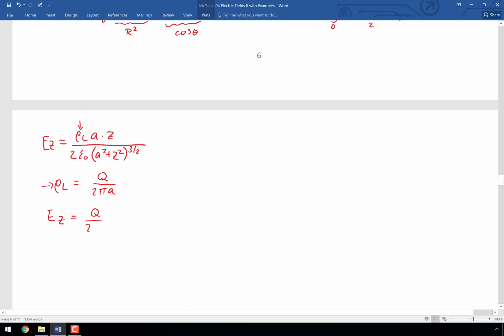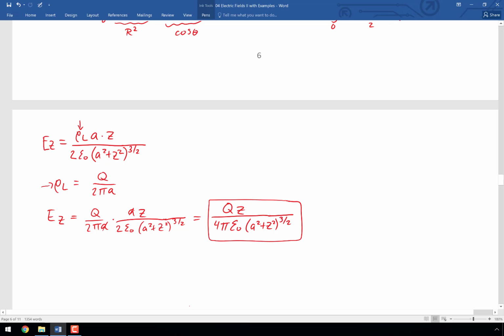This becomes Q over 2 pi a times a z divided by 2 epsilon 0 times a squared plus z squared to the 3 halves power. Cancel the a's, and I'm left with q times z divided by, 2 times 2 is 4, so I'm going to combine those together into a 4 pi epsilon 0, looks familiar, a squared plus z squared to the 3 halves power. And I believe that's my final answer. So that's the electric field that is near, above the center of a circle, a hollow disk that has a total charge of Q on it, a distance z above the center, and the radius is a.